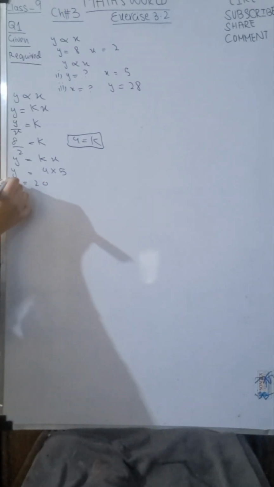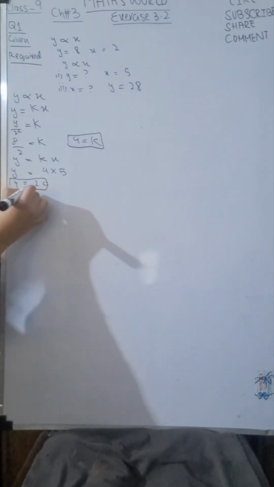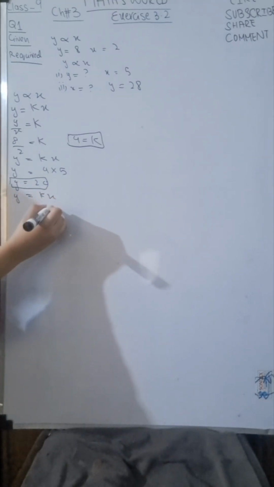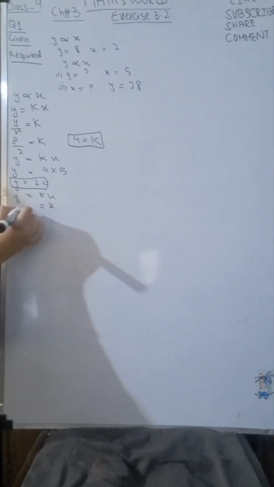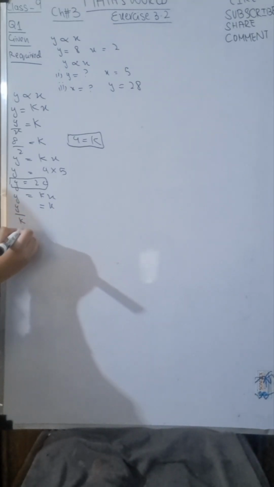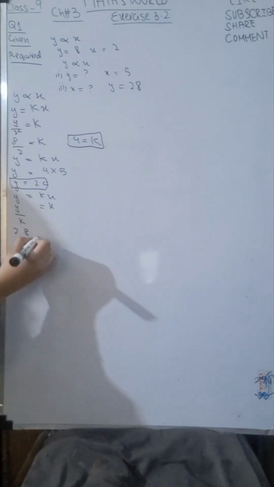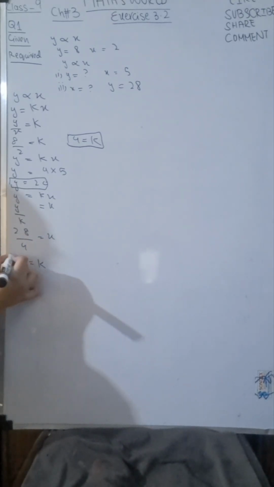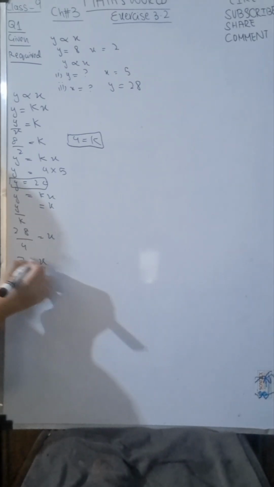And in the second portion, you can make it a block, that is y is equal to kx, and you are going to find the value of x. So x is y over k. What is the value of y? It is 8 and k value is 4. So how much is 8 divided by 4? x is equal to 2.